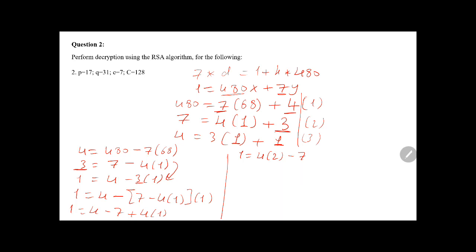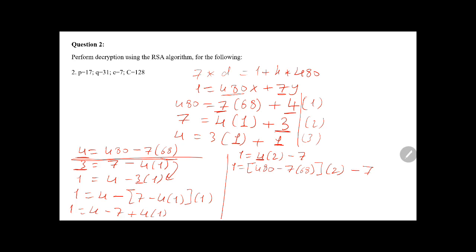So far so good. So now we try to substitute with the last equation, which is equation 1 here. So we substitute the 4 here with this 4. So basically it will be 1 equal to 480. We open a bracket, 480 minus 7 multiplied by 68, all multiplied by 2. And this is minus negative, this is minus 7.